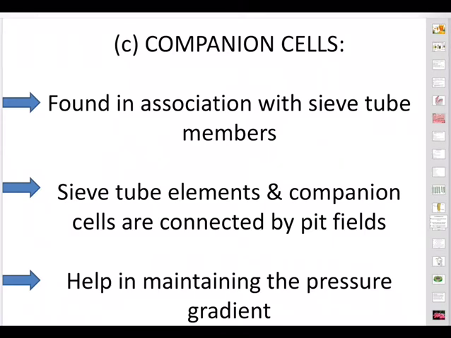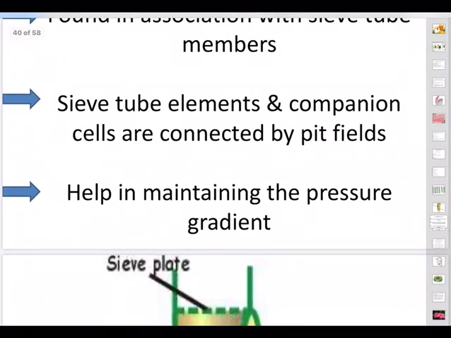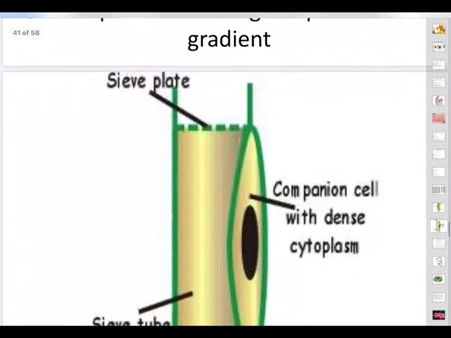Companion cells are connected by pit fields, and help in maintaining the pressure gradient. I want you to remember this. They are live cells, of course, and they are responsible for maintaining the pressure gradient. If this pressure gradient is not there, because of gravitational force, the food may not go up. Remember, some trees are around 200 meters tall, and the tip of that tree also should get starch. And for that, there has to be a pressure gradient. Unless the pressure gradient is maintained, the tip of the plant cannot get the food.